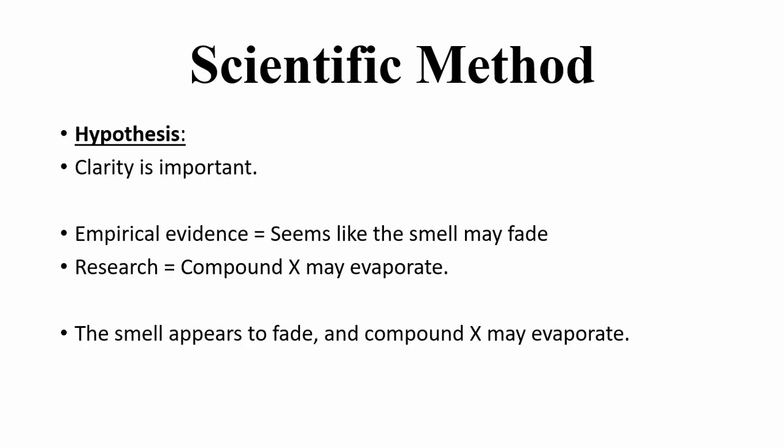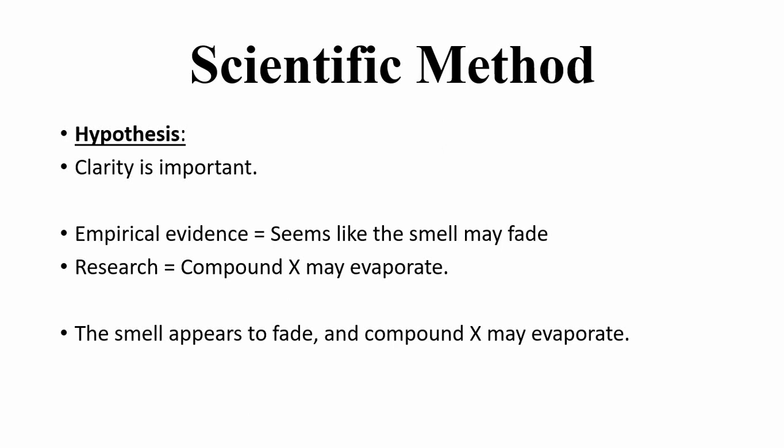A hypothesis is a critical point in the scientific process. It is where a statement is made that describes a relationship. This step should be done with importance on clarity. Clarity can be helpful when an argument is made on whether or not the hypothesis is rejected. The question is clear. The empirical evidence shows that the smell appears to fade. From the research gathered, we suspect that compound X may evaporate.